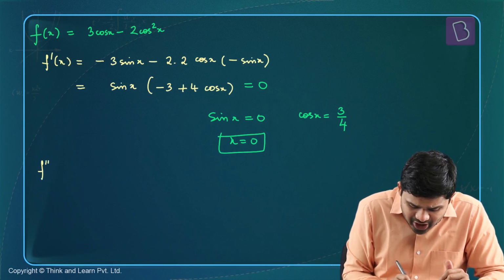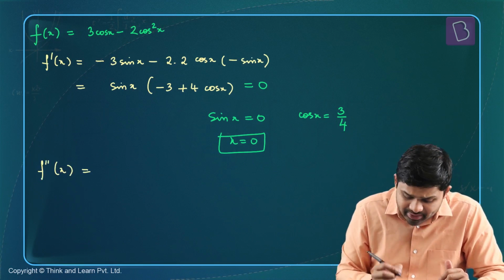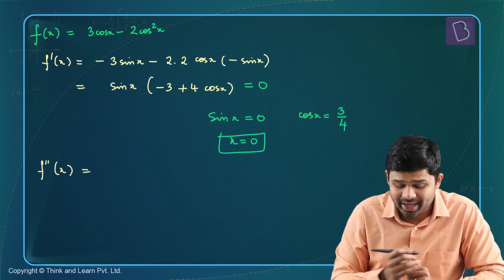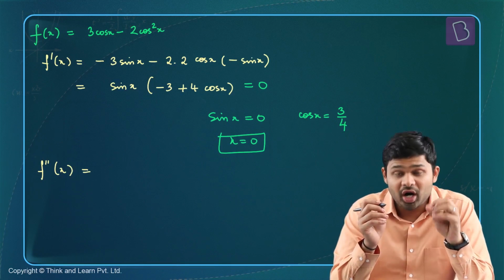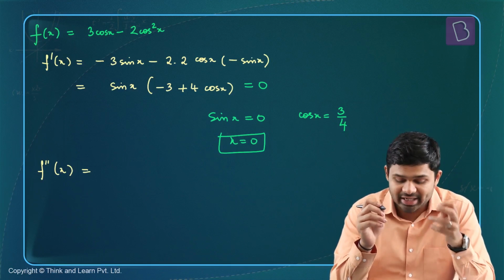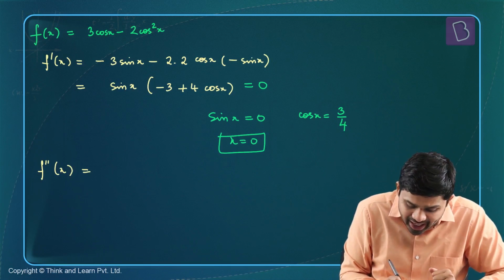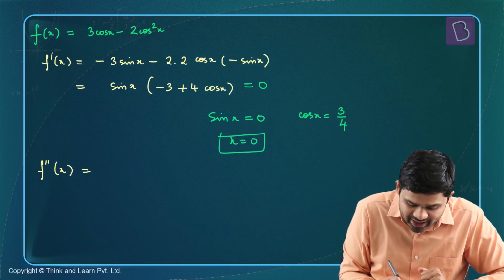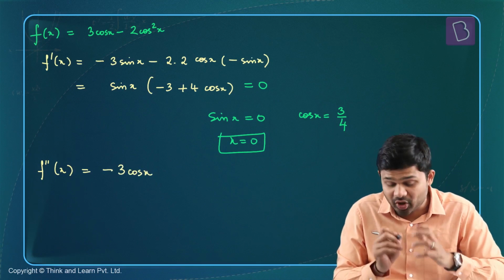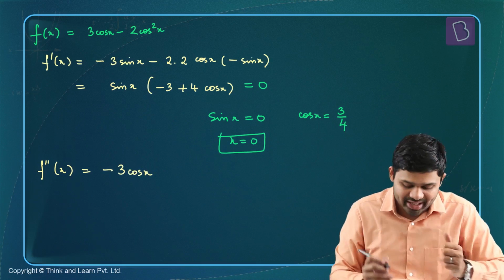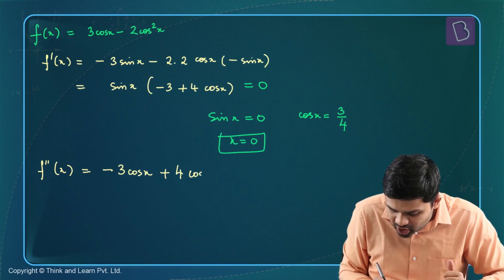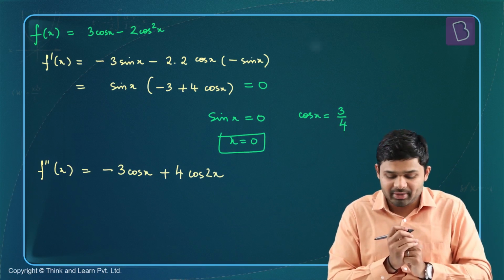So f double dash of x, well, this will be nothing but this expression, which is negative 3 sine x minus, well, we have 2 into 2 cos x minus sine x. Well, 2 sine x cos x is nothing but sine 2x. So upon differentiating that, I can easily do it and I will get negative 3 cos x. And I have a positive 2 sine 2x there. So I get a positive and I get 4 cos 2x. That's going to be my f double dash of x.